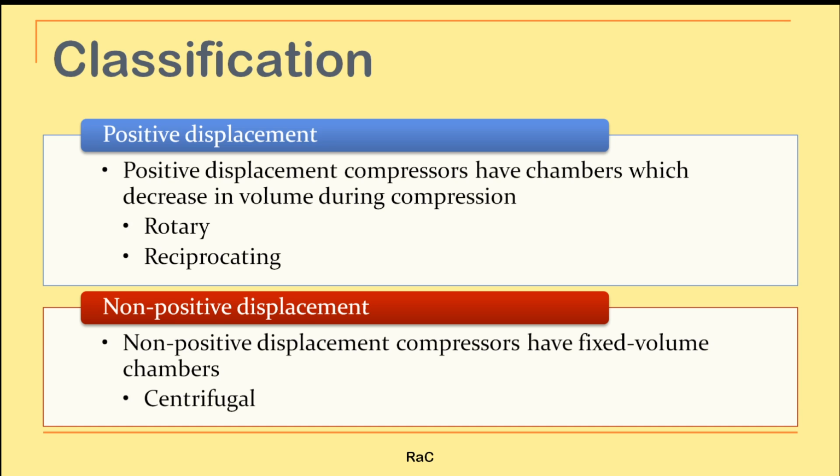Coming to the non-positive displacement compressors, they have fixed volume chambers similar to the centrifugal pump. You have studied centrifugal pumps, right? So centrifugal compressors, they have fixed volume. The volume does not change. A certain volume is getting compressed continuously.